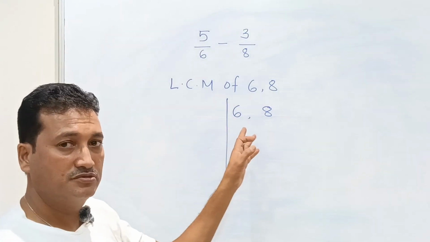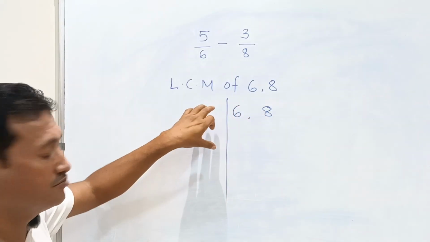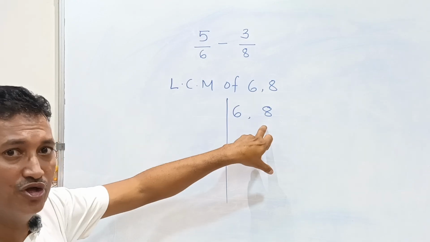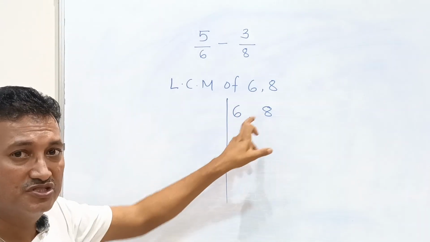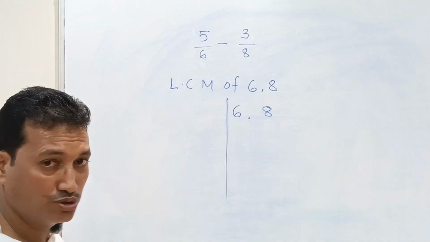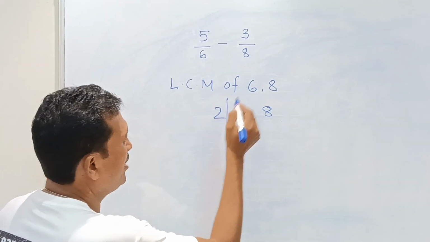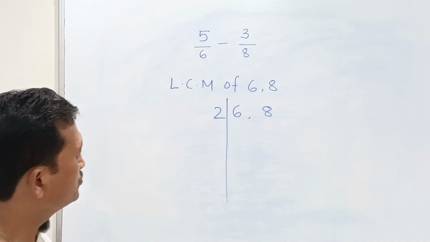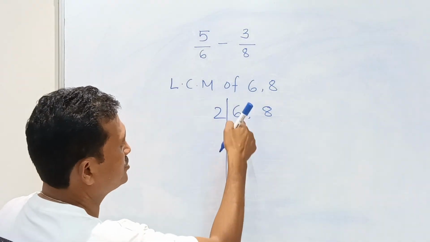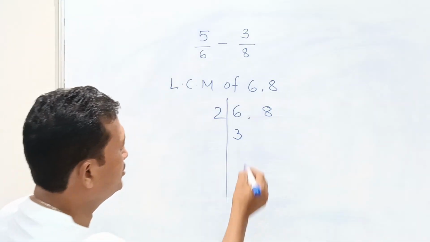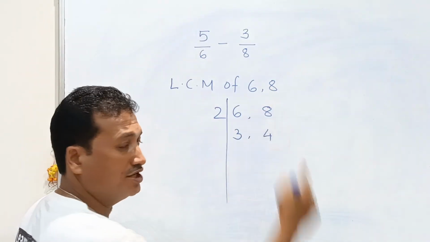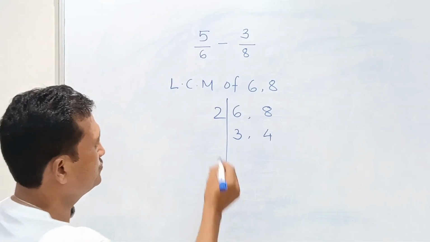Now we will divide these two numbers with one specific number. Out of these two numbers, at least one number should be divisible by it. Take a prime number like 2, right? So we'll divide 6 by 2. 2 times 3 is 6. And 2 times 4 is 8. Take 2 again.